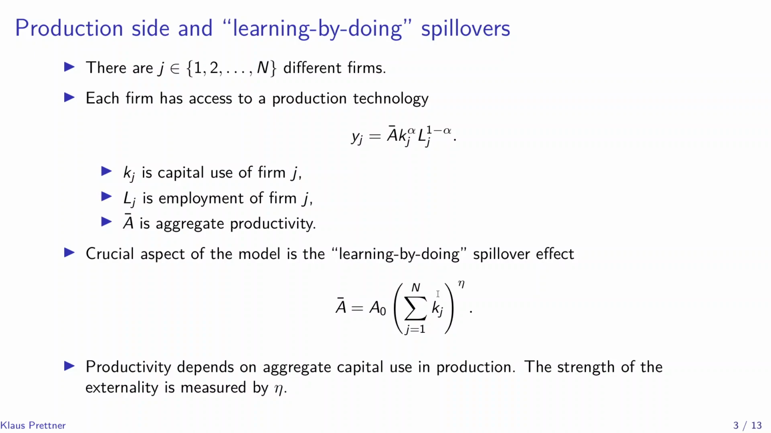So what we have here is a classical externality. The individual firm does not consider that its use of physical capital increases aggregate productivity, but the firm benefits if aggregate productivity increases. And these benefits are not internalized. So we have an externality, the learning by doing spillover.